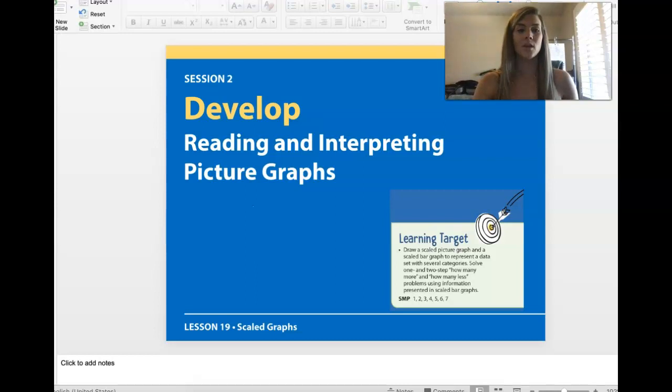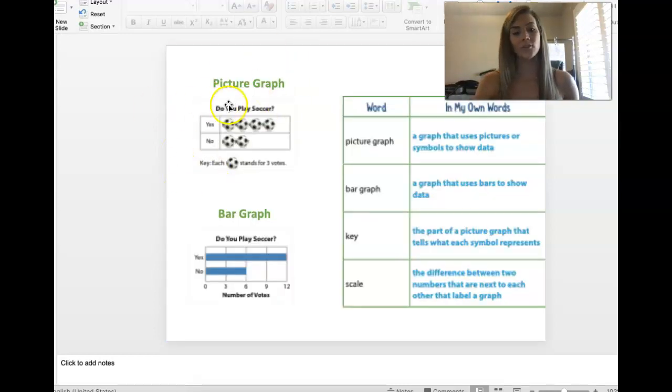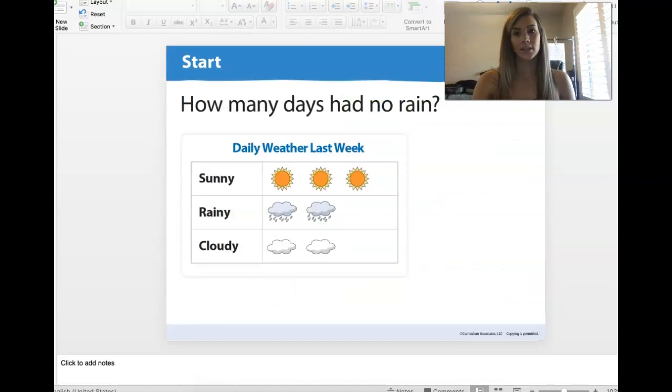Remember also we discussed what a picture graph is and what a bar graph is. A picture graph is a graph that uses pictures or symbols to show data and always will have a key, so it's really important to be checking out that key. And then a bar graph is a graph that uses bars to show data and it's going to have a scale. Okay, so connect to prior knowledge. Let's activate our schema. Let's get started for the day.